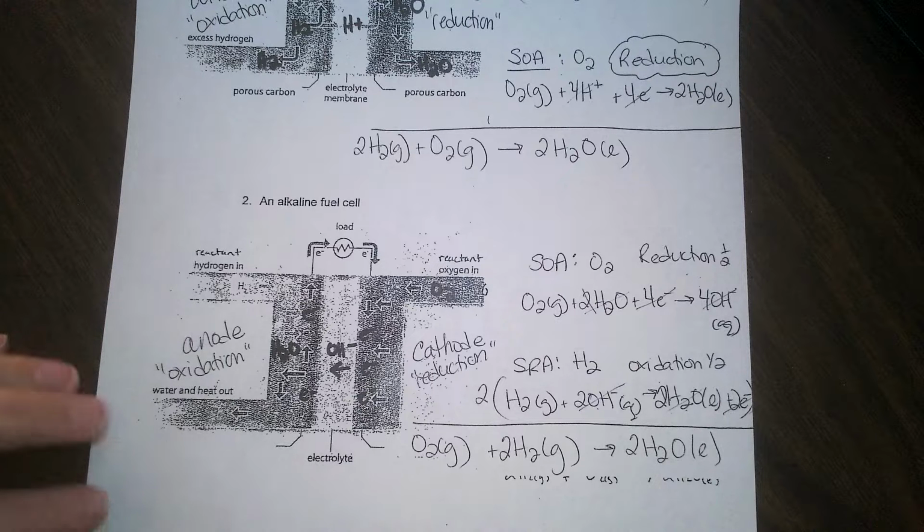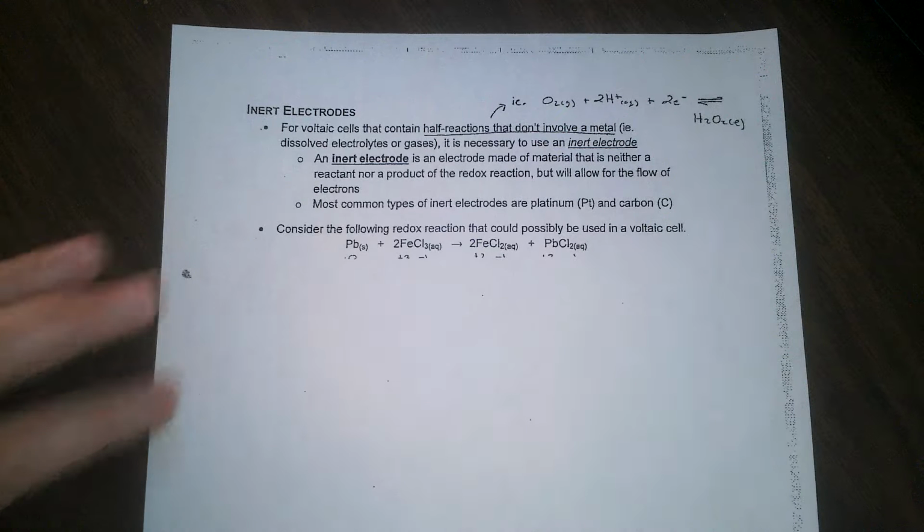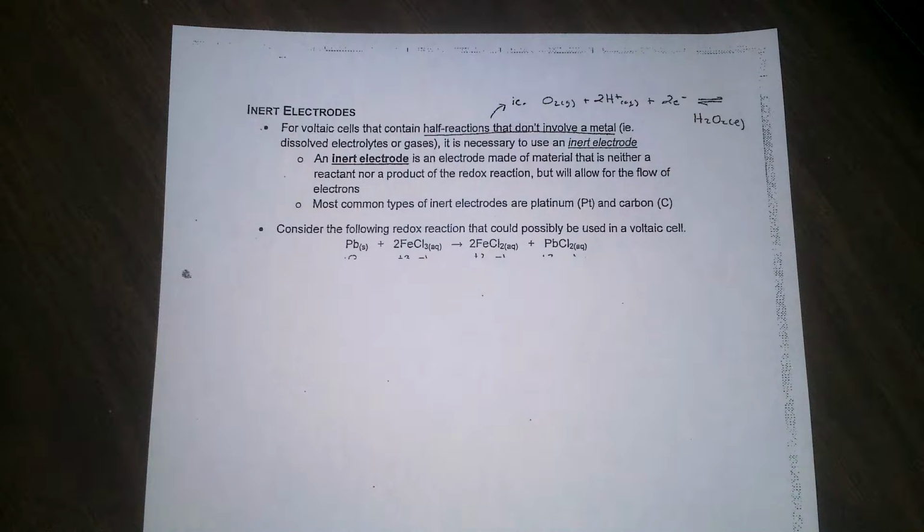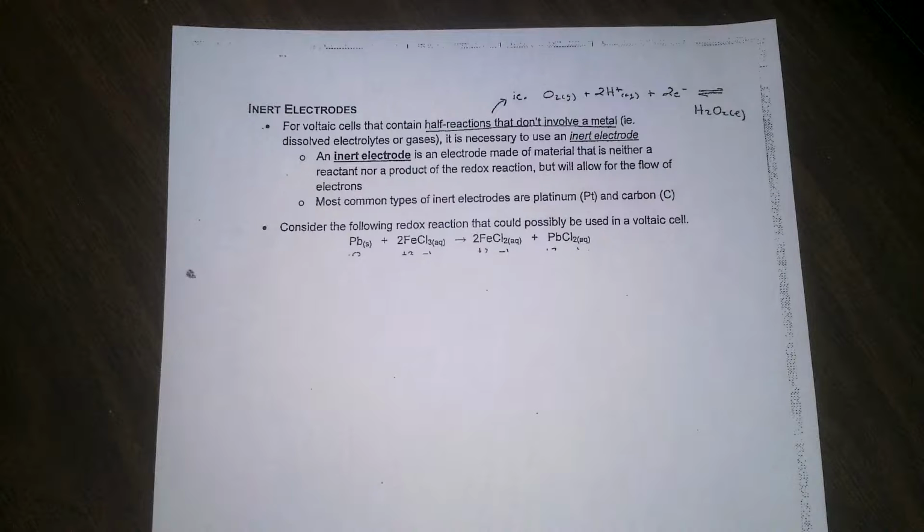Okay, in theory, we can get through this. All right, inert electrodes. Voltaic cells that have half reactions that don't involve a metal. So we just looked at 2. One had oxygen and the other one had hydrogen or a hydroxide or a water. If they don't involve a metal, you have to give it an inert electrode. An inert electrode is made up of a material that doesn't react with the reactants or create a product in a redox reaction, but allows everything to flow. Most common types of inert electrodes are platinum and carbon.